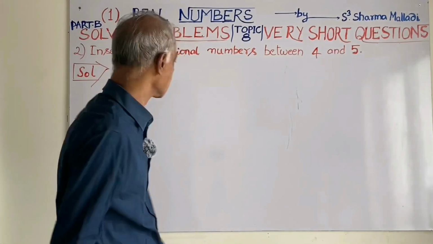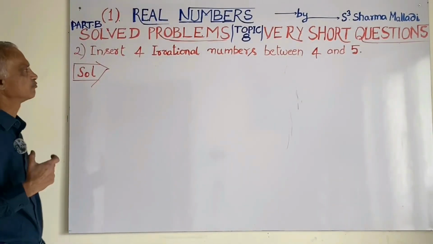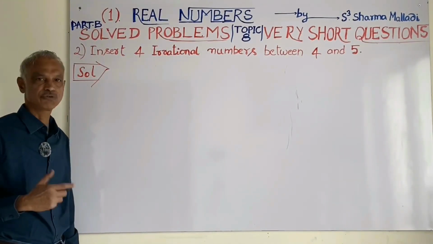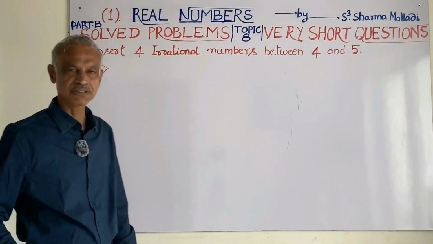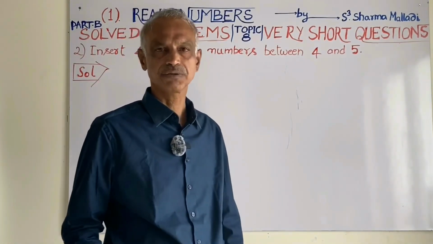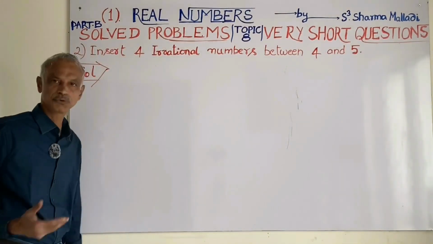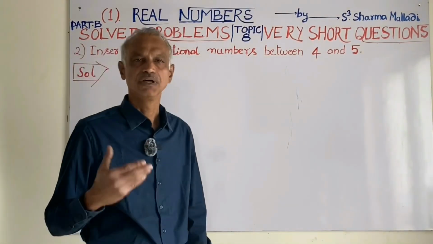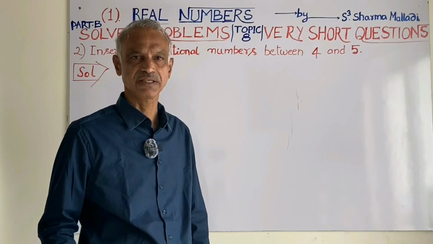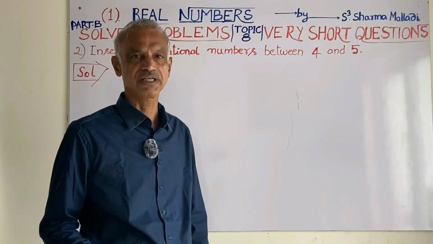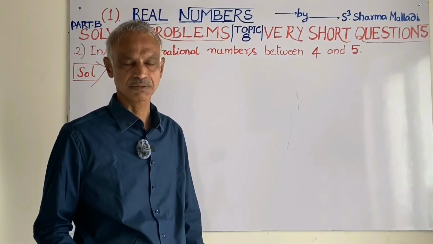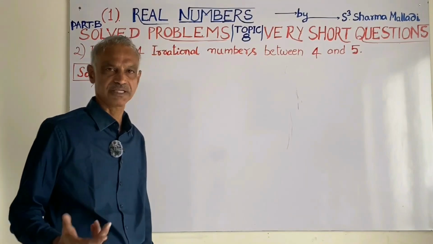Hi students, what is the second problem? Insert 4 irrational numbers between 4 and 5. Rational numbers means it is in the form of p by q, q is not equal to 0. Irrational numbers mean root 2, root 3, root 5, root 6, root 7, root 8. Root 9 is not an irrational number. It is a rational number because root 9 is equal to plus or minus 3.